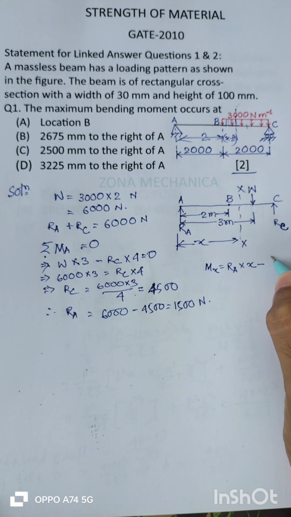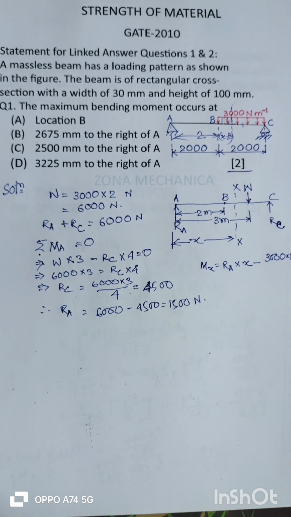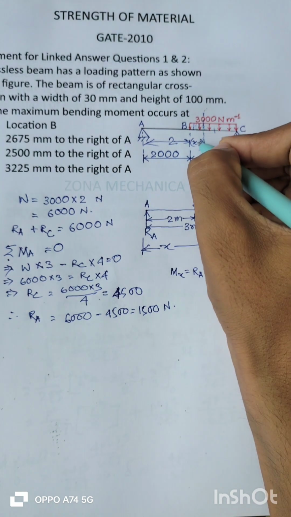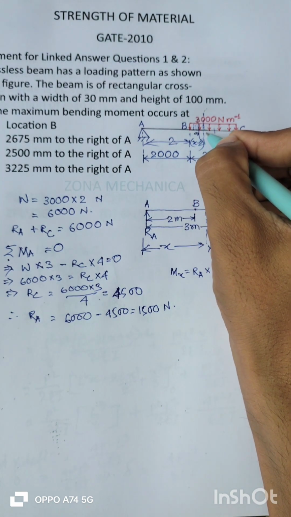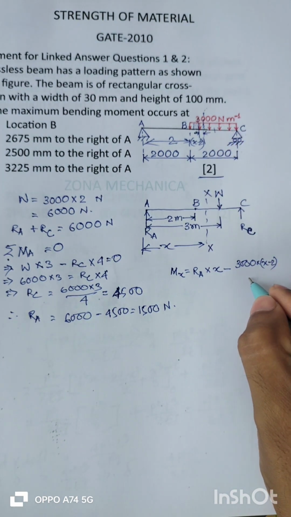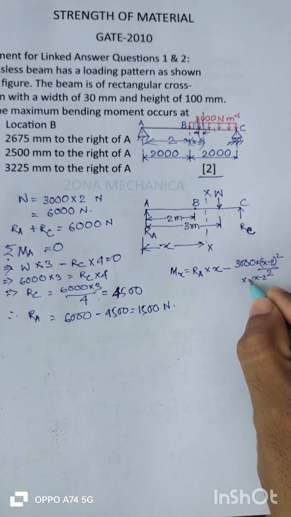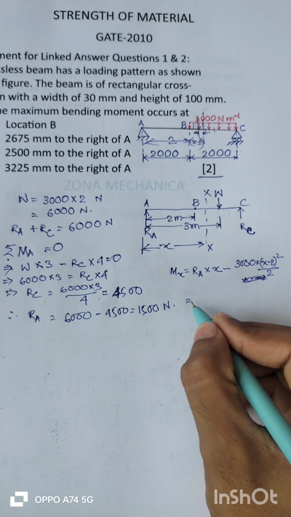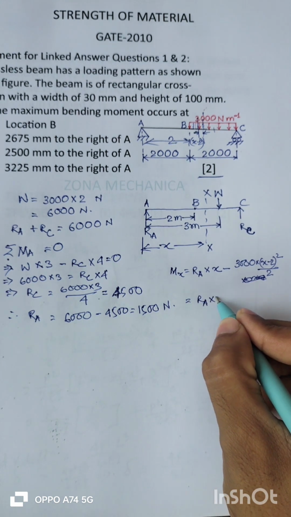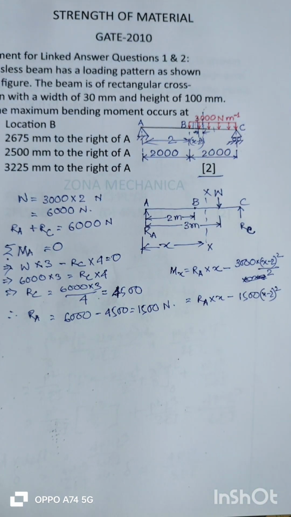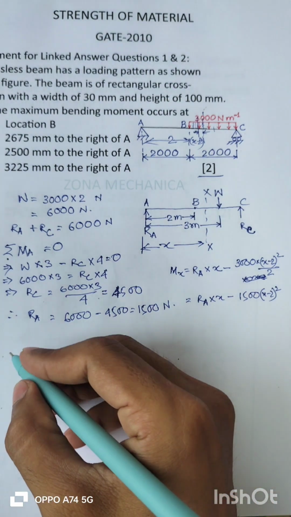So W, that is 3000 into x minus 2, is the load, and the distance is x minus 2 by 2, this distance. So into x minus 2 by 2, that is we can square it and divide by 2. So that is RA into x minus 1500 into x minus 2 whole square. So this is the expression for bending moment.